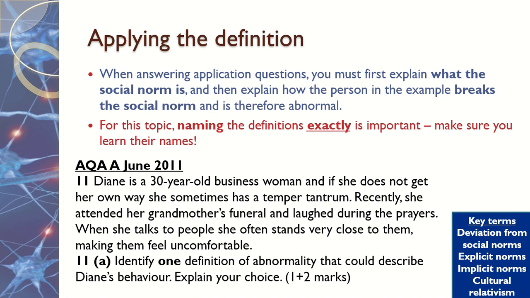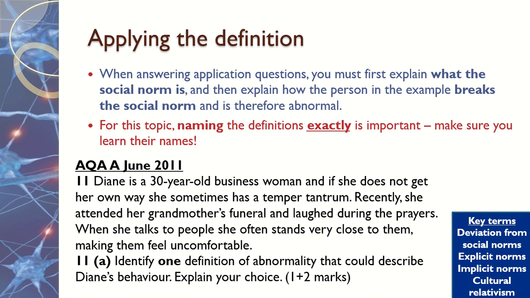So the question is, identify one definition of abnormality that could describe Diane's behaviour and explain your choice. Now this is really important because we've got two different command words here. We've got identify, which states that we need to give the definition of abnormality. So which of the four definitions is it? And then we've got to describe it and explain why. And that's why it's 1 plus 2 marks. So 1 mark for identifying and then 2 marks for explaining your choice.